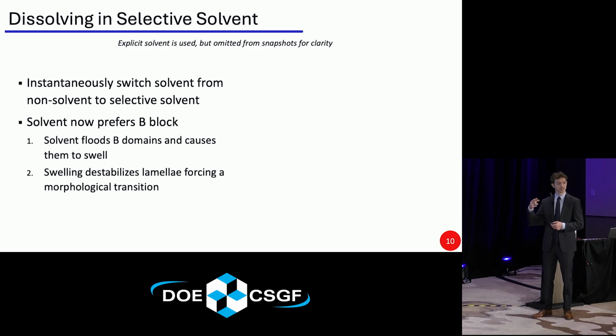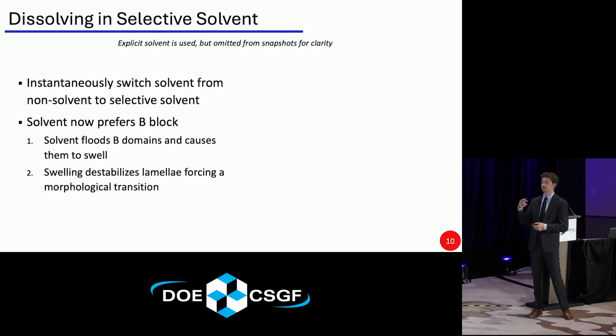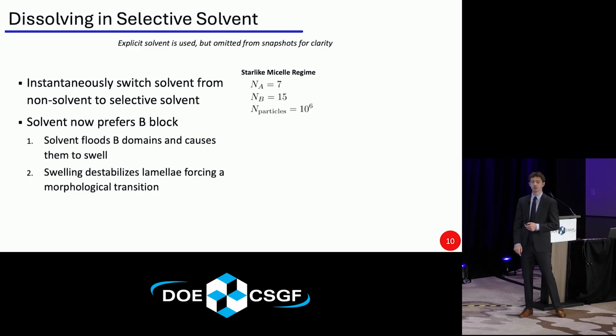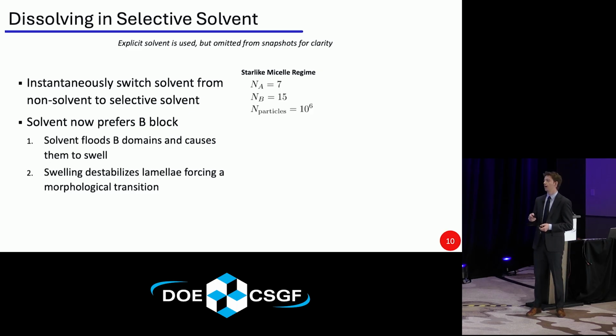I'll instantaneously swap out that non-solvent for the selective solvent. It will rush into the corona block, cause an instability, and we'll go from that to micelles somehow. And one thing I want to note is we're in what's called the star-like micelle regime here, which means that the most favorable state is a spherical micelle, but we're going to see that the system passes through another state that's non-spherical on its way to the spherical state.